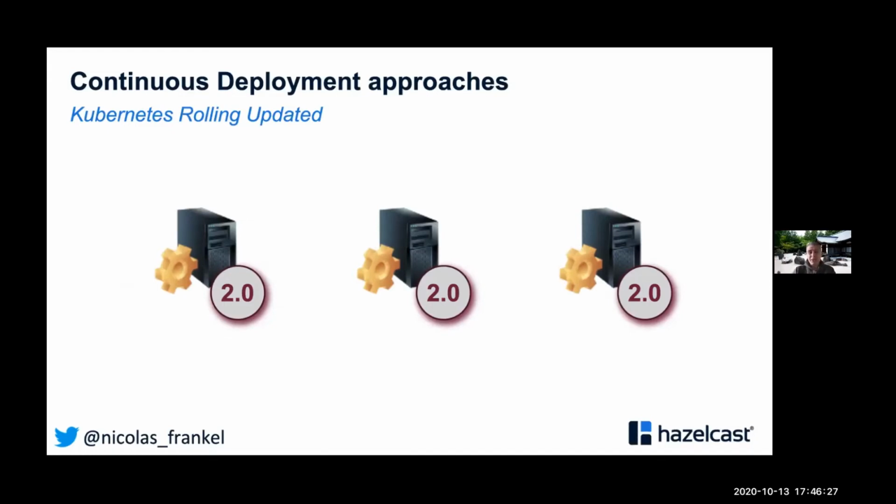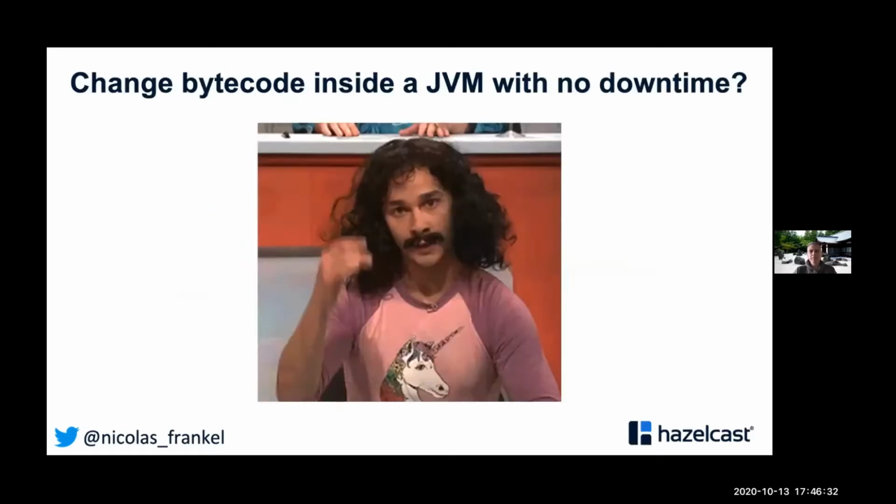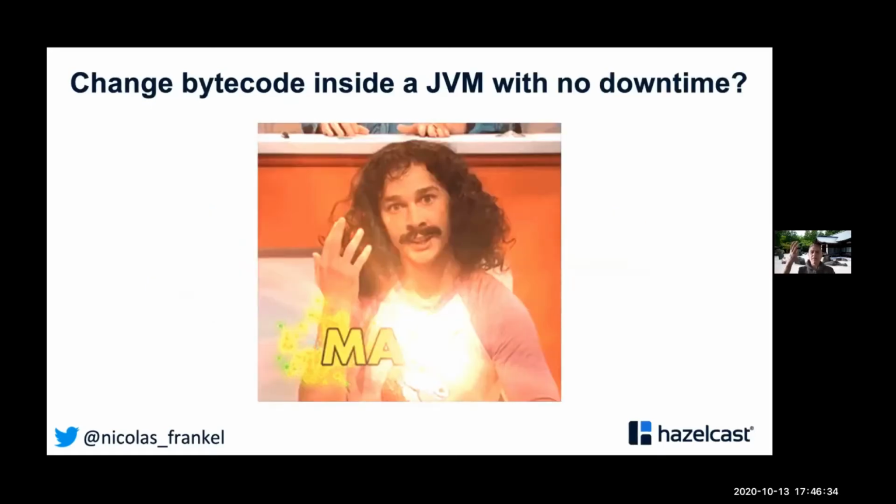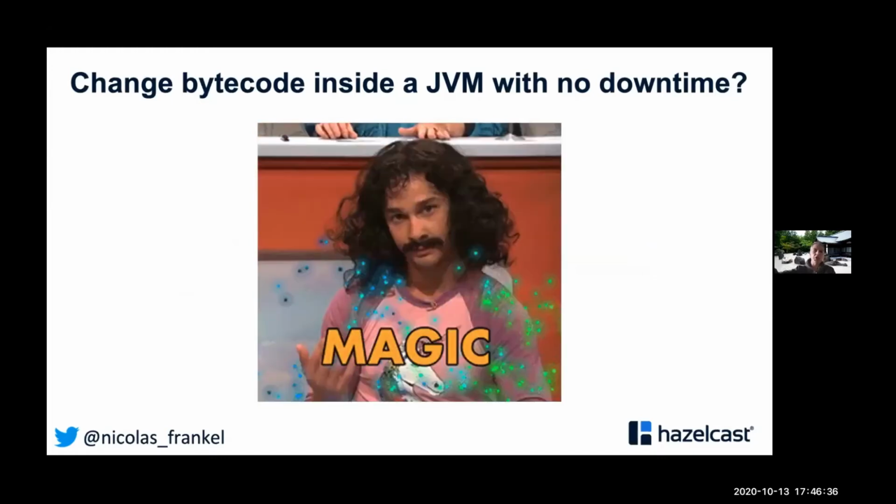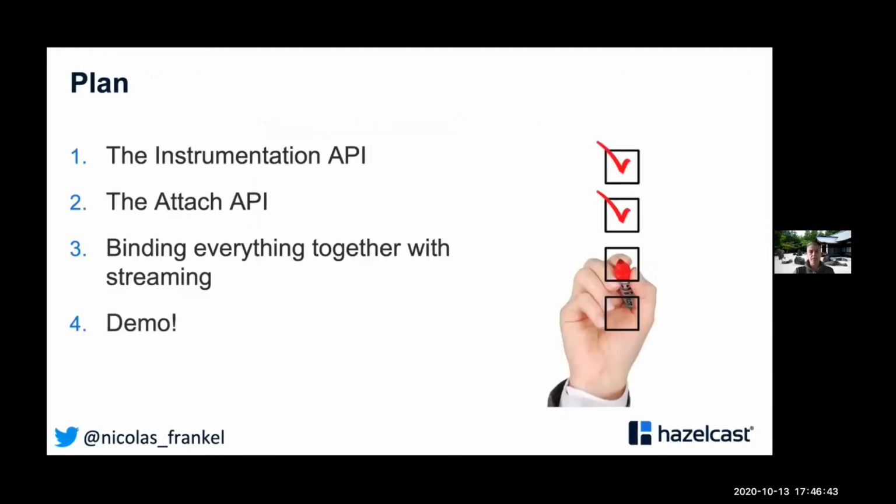So how do we handle this Java deployment, bytecode deployment? Well, we have a magic solution. We can change the bytecode inside of the JVM with no downtime. So that's what I will try to tell you in this talk. We need to go through a couple of steps. The first one is the Instrumentation API. The second one is the attach API. Afterwards, we will do the streaming part, and I will try to have this demo.